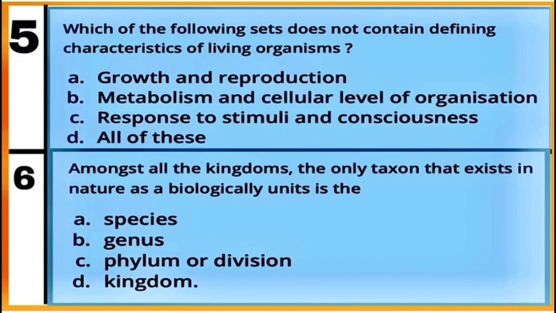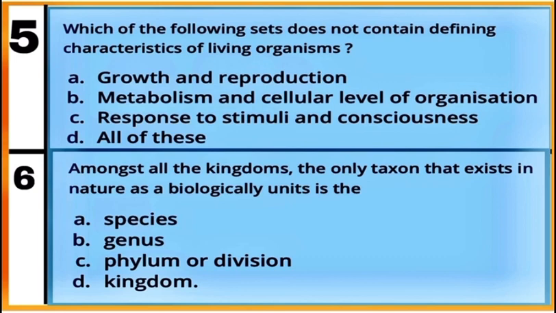Question 5. Which of the following sets does not contain defining characteristics of living organisms? Metabolism and cellular level of organization, and response to stimuli and consciousness are defining properties of living organisms given in options B and C. But growth and reproduction are not the defining characteristics of living organisms. So here option A is the correct answer.